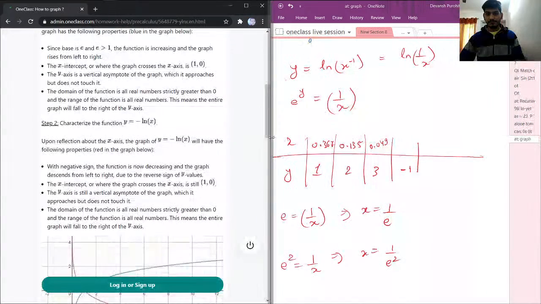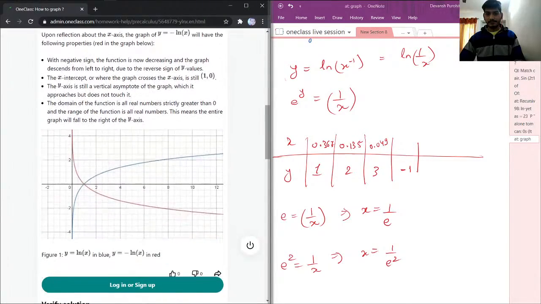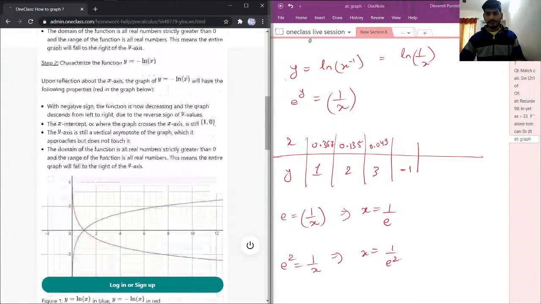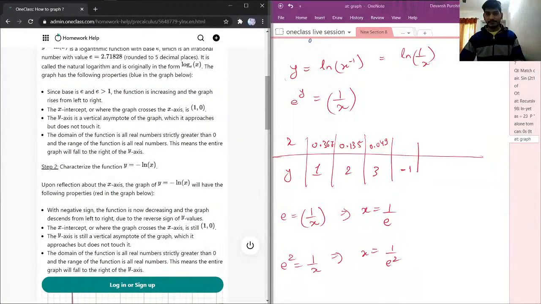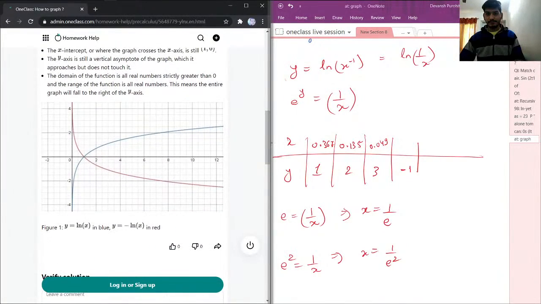I'll just see these values given by a junior tutor. Okay. So they have drawn a figure. First line is for y equal to ln of x in blue, and red one is y equal to negative of ln of x.